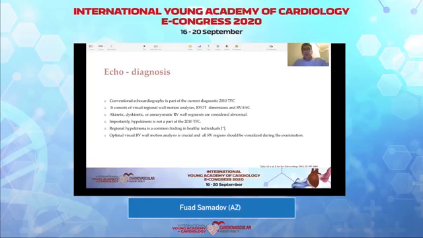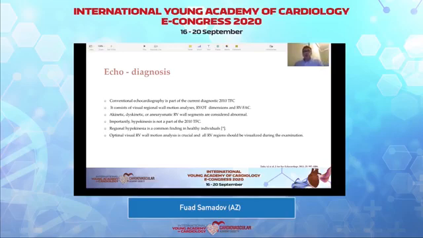Conventional echocardiography is part of the current diagnostic task force criteria. It consists of visual regional wall motion analysis, RVOT dimension measurement, and RV fractional area change calculation. Akinetic, dyskinetic, or aneurysmatic RV wall segments are considered abnormal. Importantly, hyperkinesis isn't part of the task force criteria, because regional hyperkinesia is a common finding in healthy individuals too.